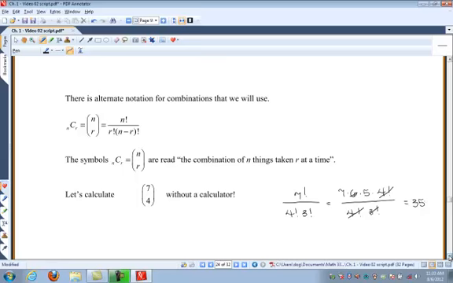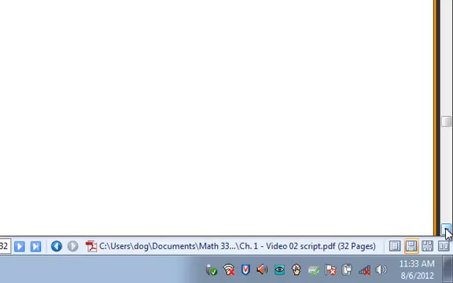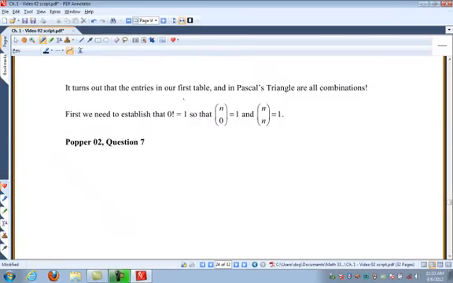Now, let's go back to Pascal's triangle. The entries in our first table and in Pascal's triangle are all combinations. First off, let's note that 0 factorial equals 1. So the combination of n things taken none at a time is 1, and the combination of n things taken n at a time is 1.